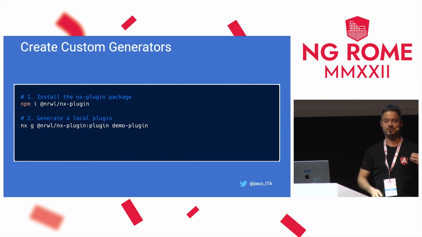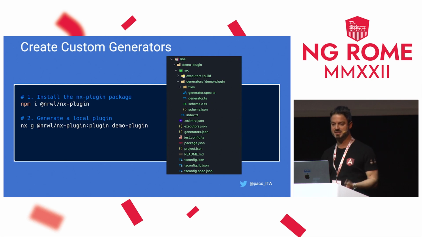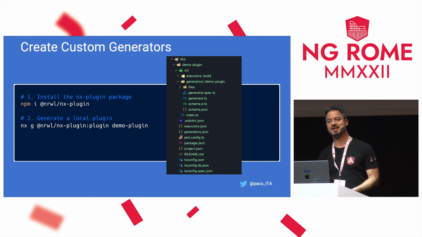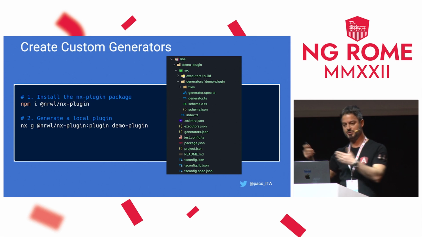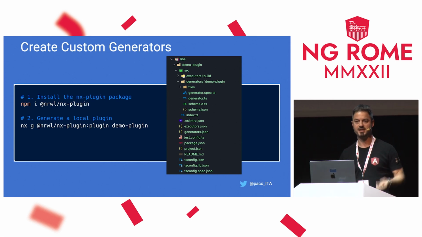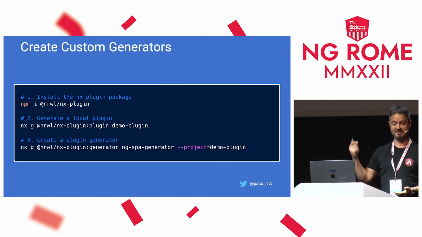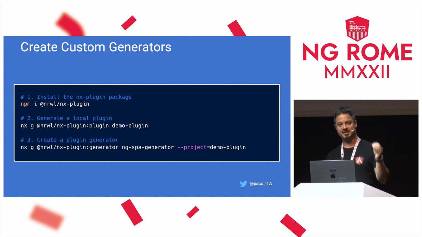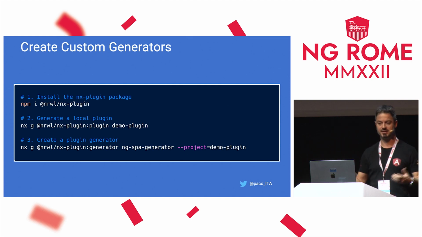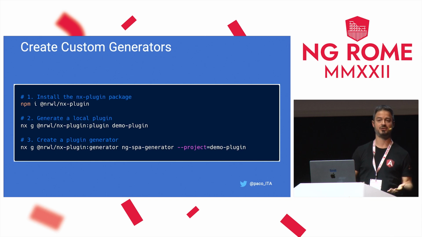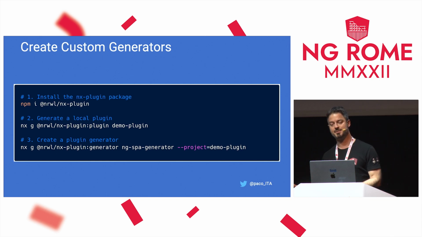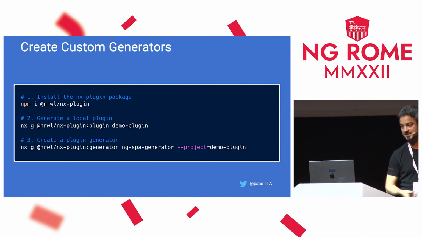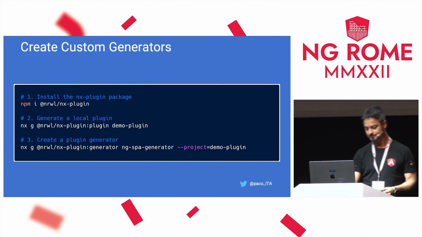This command creates a project with a specific structure. By default, a first default plugin is also created for us. However, we can either extend this or simply create other custom ones with this command. So nx plugin generator, and then we give the name of our custom plugin, in this case, ng-spa-generator, because our goal, as we will see in the demo, is to create an Angular application with a lot of custom files. And then we target the project.